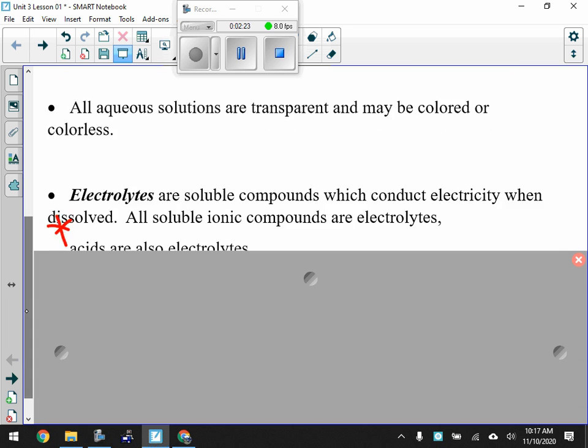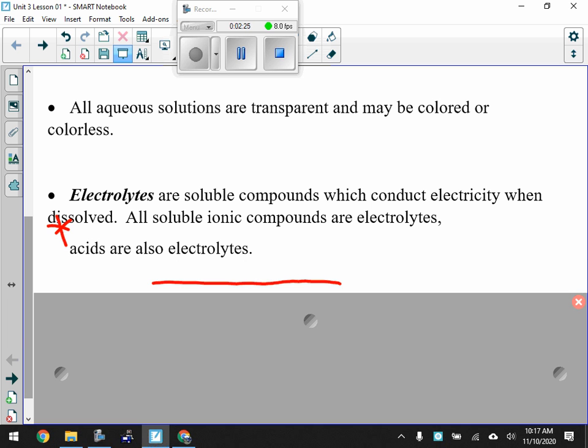Electrolytes, also very important here. Electrolytes are soluble compounds which conduct electricity when dissolved. All soluble ionic compounds are electrolytes. Acids are also electrolytes, and that's pretty important. We've got to make sure we know which ones are the electrolytes. That means they conduct electricity. If you were to connect them to a battery, they would conduct electrical current.